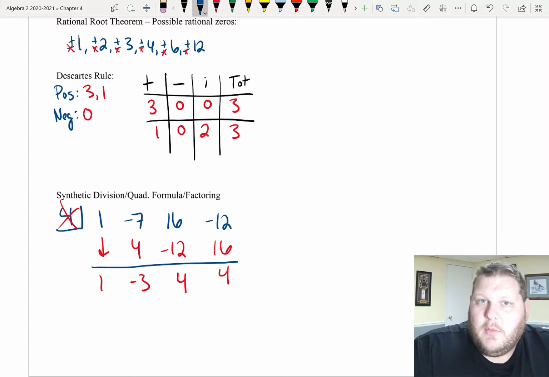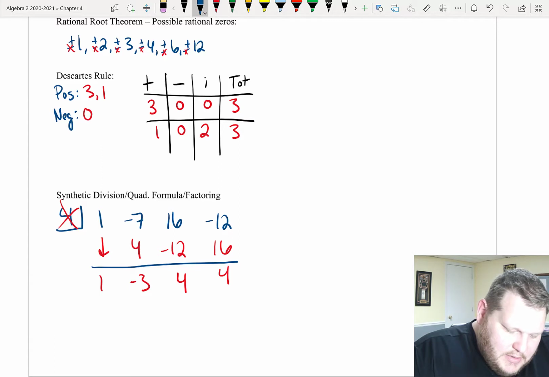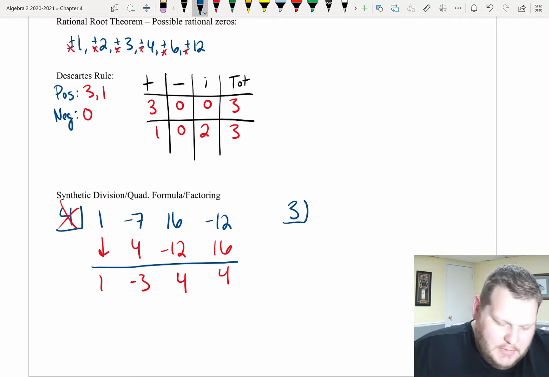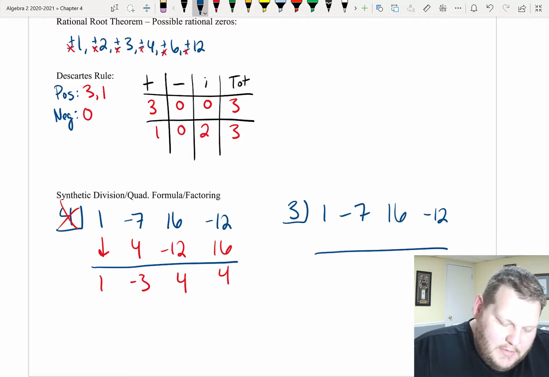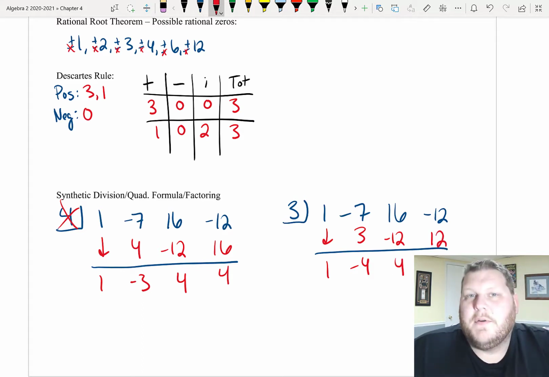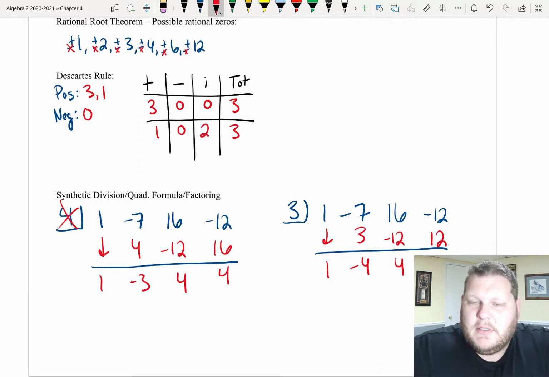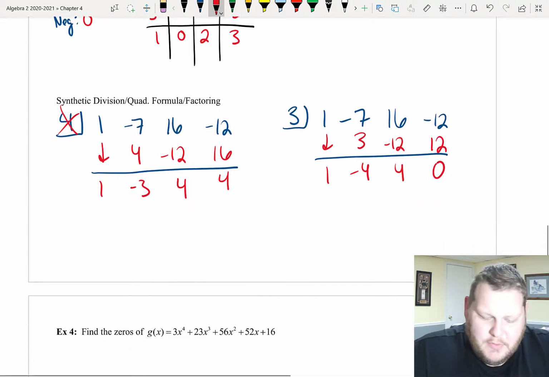So we can just work our way down the list, or you can jump around, whatever makes you happy. It's up to you. Let's just try, I don't know, 3. 3 sounds good. We'll work our way smaller on the list. So 1, negative 7, 16, negative 12. So, again, as I go through the synthetic process, I just drop this first one down, multiply, add up, multiply, add up, multiply, add up. Hey, yo, we found our first one. So, positive 3 is one of our roots. So, x minus 3 would be that factor.